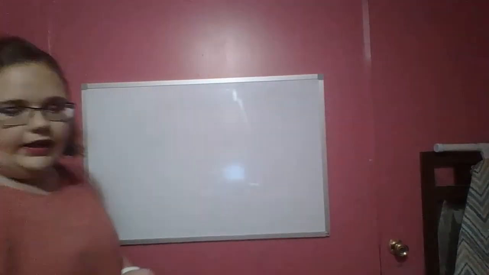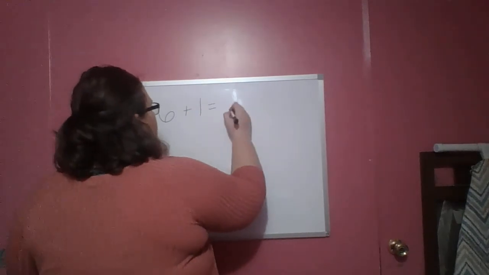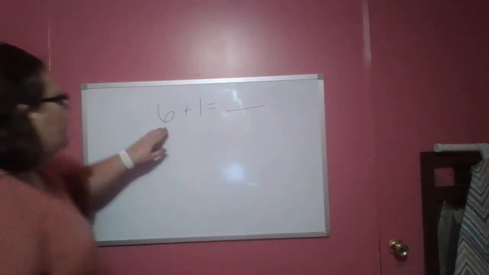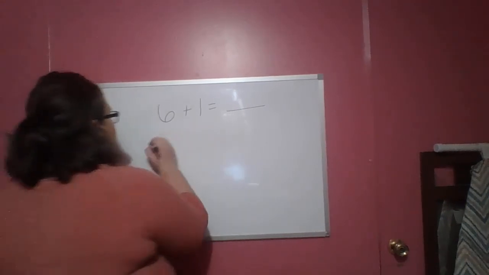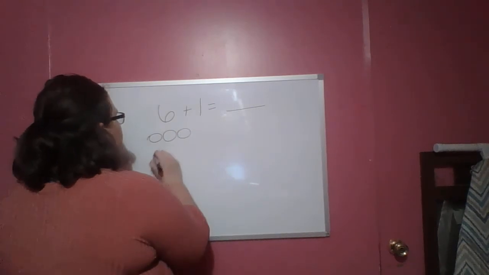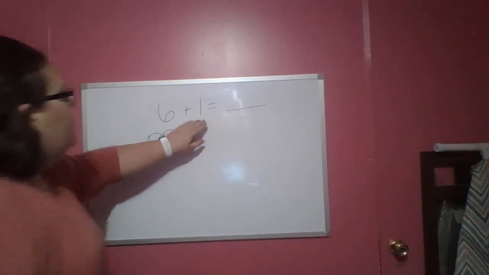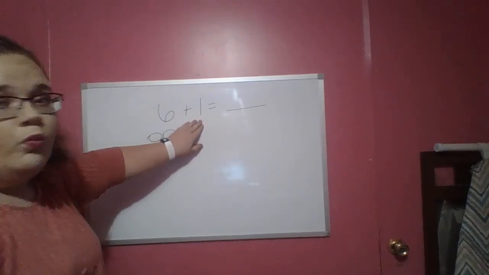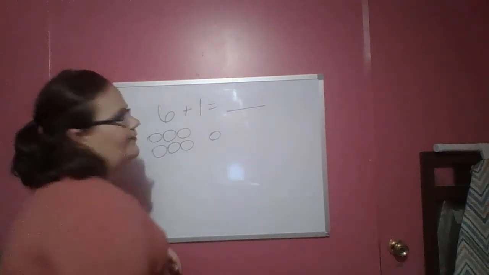Alright, so the next problem that we're going to do is 6 plus 1 equals blank. So the first number is the number 6. So count with me while I draw 6 circles. 1, 2, 3, 4, 5, 6. The second number is the number 1. So I'm only going to draw 1 circle.